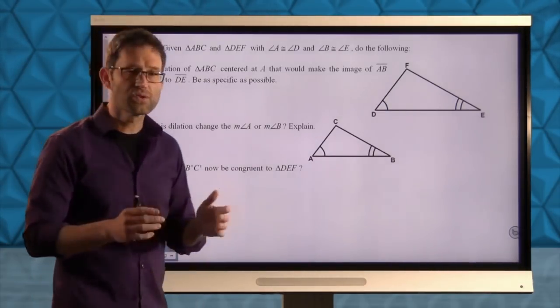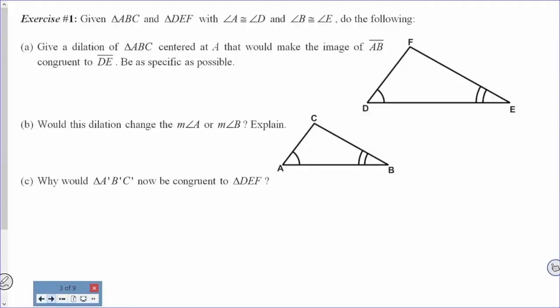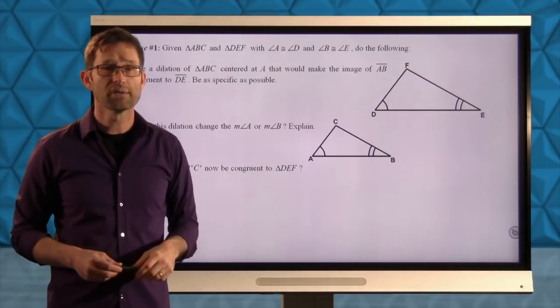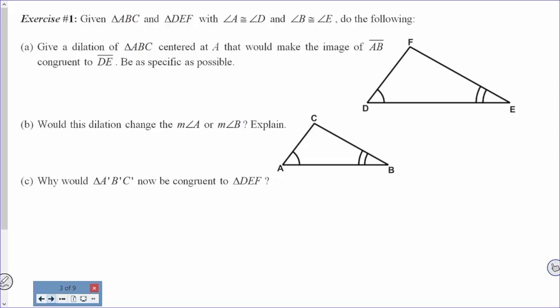All right, exercise number 1. Given triangle ABC and triangle DEF with angle A congruent to angle D and angle B congruent to angle E, do the following. Letter A. Give a dilation of triangle ABC centered at A that would make the image of AB, just AB, don't worry about anything else, congruent to DE. Be as specific as possible. This should be pretty easy. Why don't you pause the video and go ahead and do that.